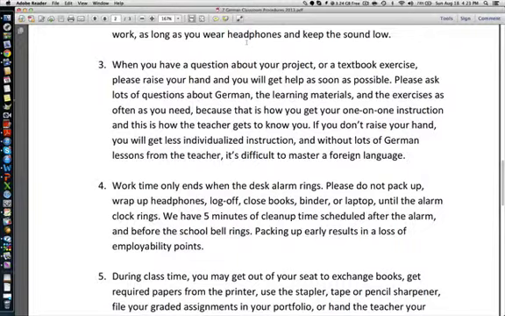Number 4, work time only ends when the desk alarm rings. Please do not pack up, wrap up headphones, log off, close books, binder or laptop until the alarm clock rings. We have 5 minutes of cleanup time scheduled after the alarm and before the school bell rings. Packing up early results in a loss of employability points.